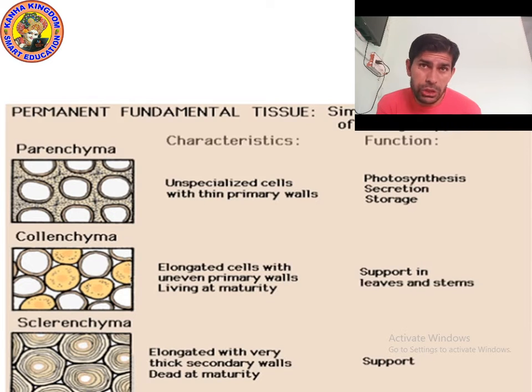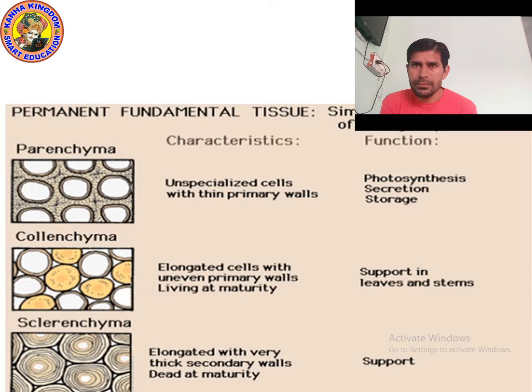Now look at the next picture, collenchyma. In front of collenchyma I have written the characteristics. They have elongated cells with uneven primary walls. Their wall is uneven, neither thin nor thick, and they are living at maturity. And what is the function? Support in leaves and stem. They help in supporting the leaves and stem.